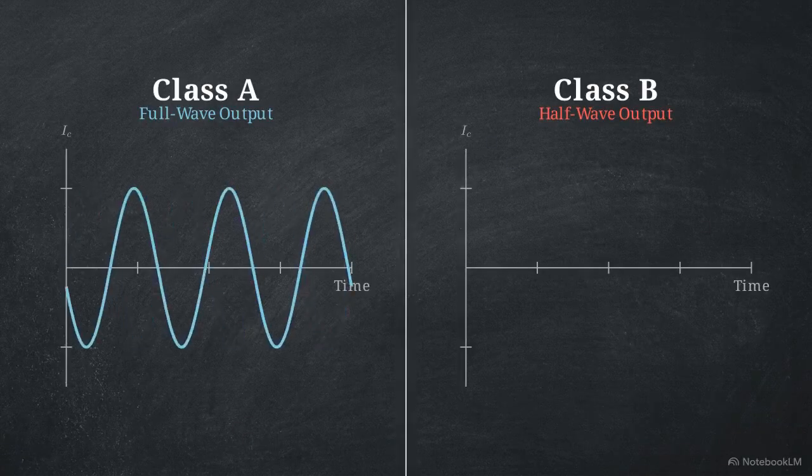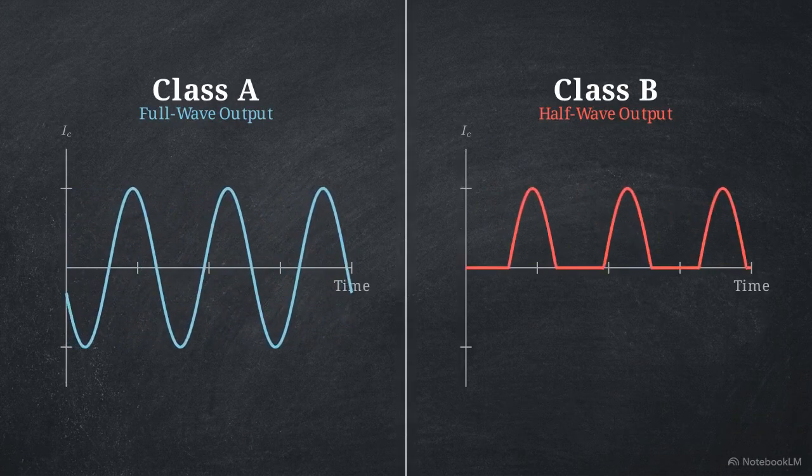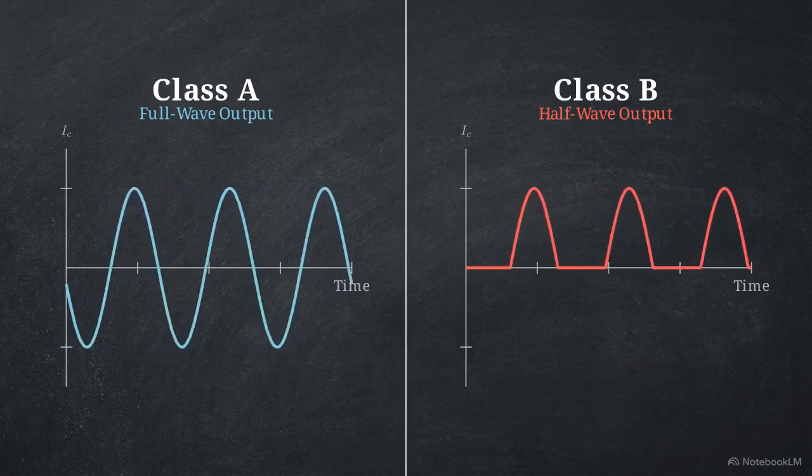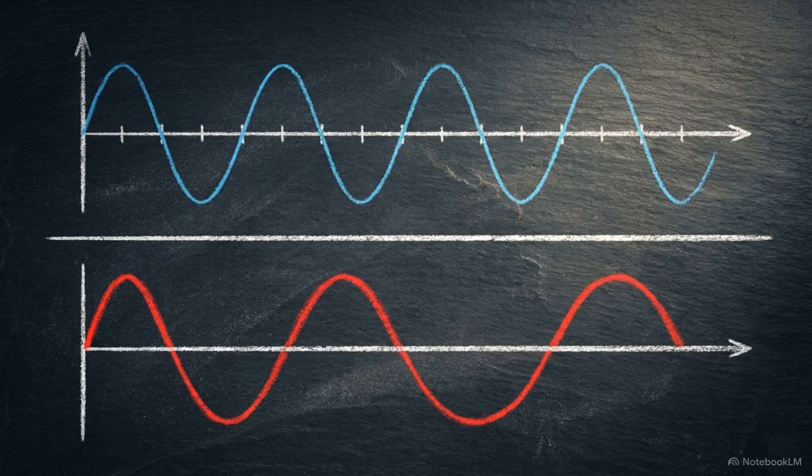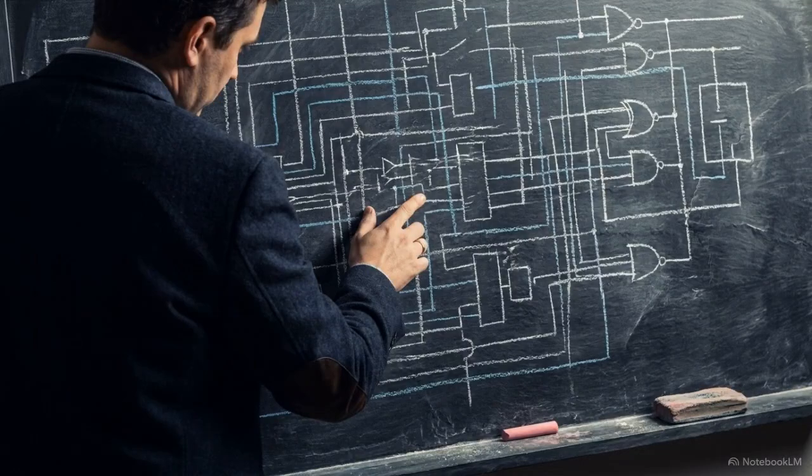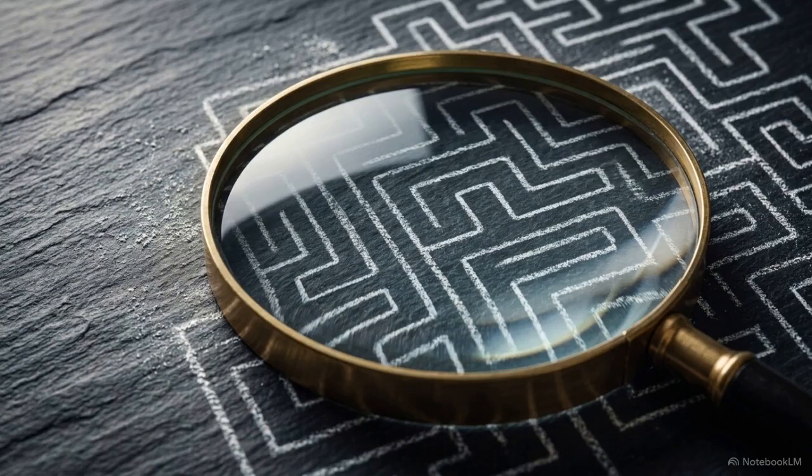One configuration perfectly reproduces the incoming signal. The other chops the signal in half. In standard engineering terminology, these distinct operational behaviors define Class A and Class B amplification. Identifying these classes typically leads students to search for different wiring patterns on a schematic. However, the schematic diagram does not contain the answer.